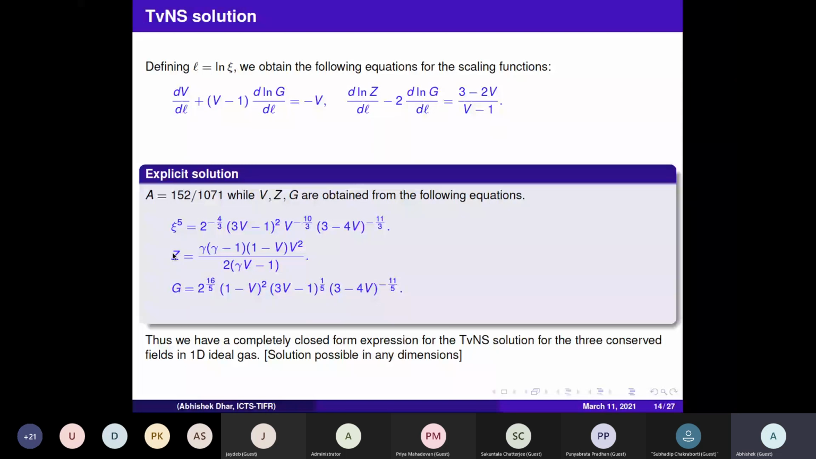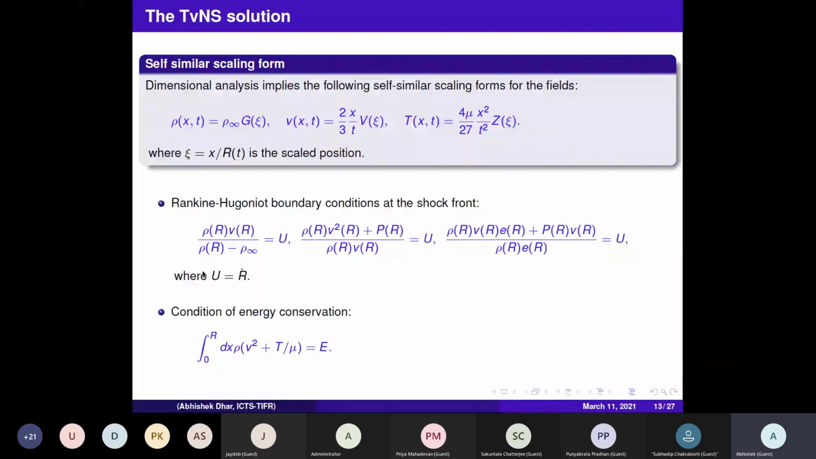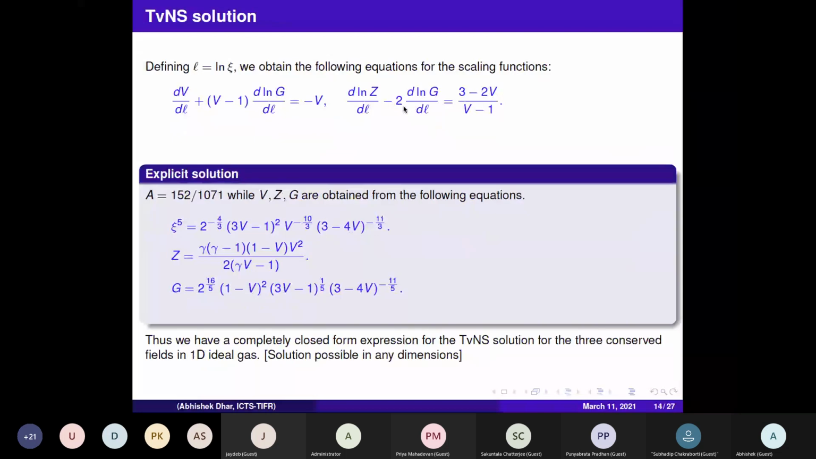Okay, so if we go back to our solution, we know all the scaling functions g, v, and z exactly. So we know how exactly the 3 hydrodynamic fields evolve with time, and this, of course, is at long times. The scaling solution holds at long times. Is there any question?